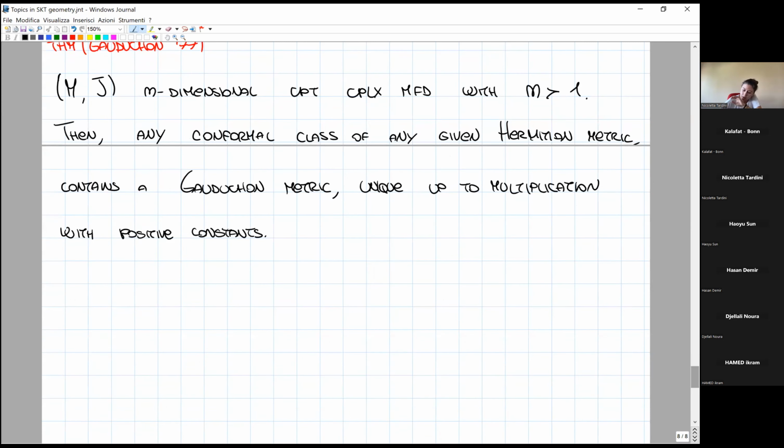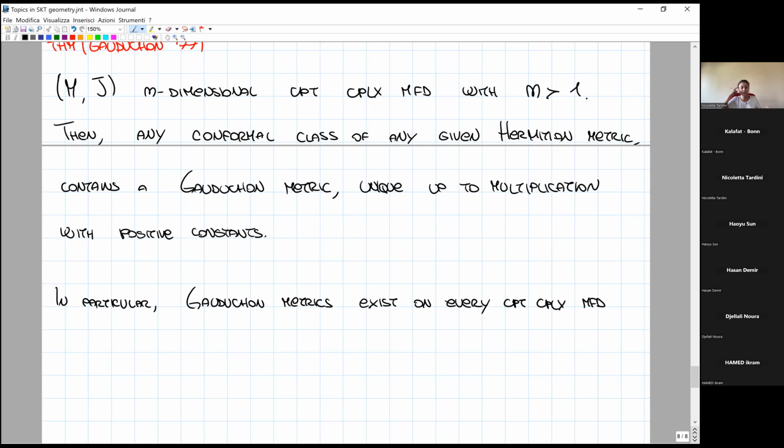So what this theorem is saying, in fact, is that Gauduchon metrics always exist. They, in fact, exist in every conformal class. So the Gauduchon result is stronger than that. But in particular, it follows that Gauduchon metrics always exist. So they exist on every compact complex manifold. Okay, so every compact complex manifold has a Hermitian metric whose Kähler form is co-closed.